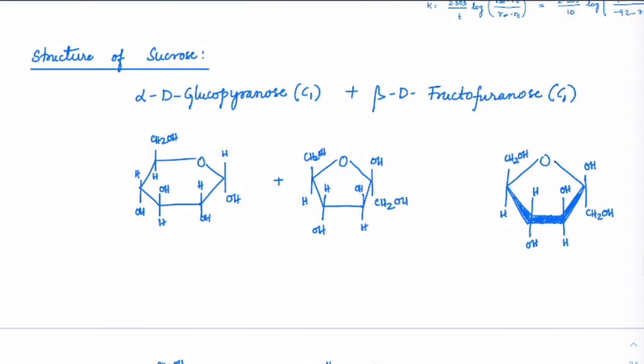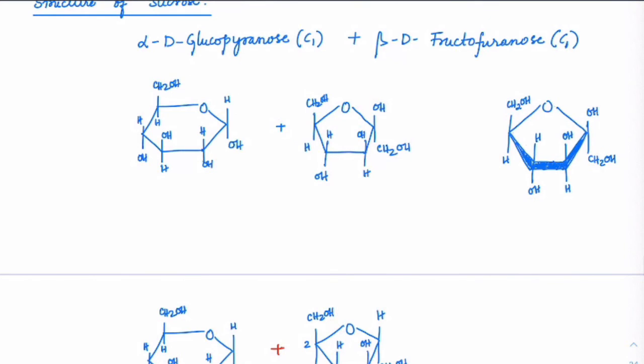Next, sucrose structure. How does the sucrose structure look? First of all, sucrose is a combination of glucose and fructose, right? So this is the alpha D glucose and this is the beta D fructose. You can see OH is on the up. OH up means it is beta fructose, and OH down here means it is alpha glucose.